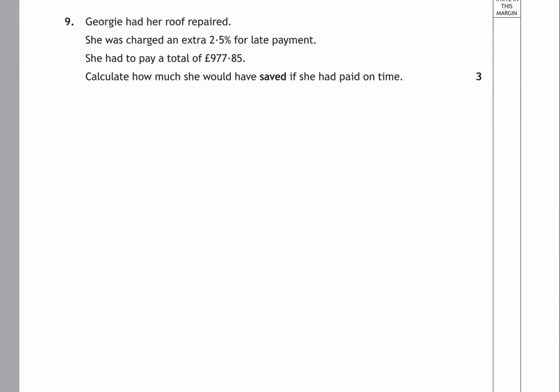So now question number 9 tells us that Georgie had her roof repaired and she was charged an extra 2.5% for the late payment. So she had to pay a total of £977.85. We need to work out how much she would have saved if she would have paid on time. So you can talk about this in terms of reverse percentages, or you can think of it as just standard percentages. Either way that you want, essentially this is working on the premise of percentages.